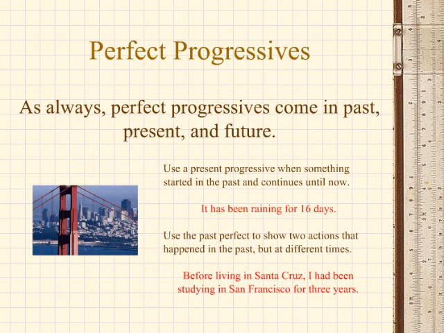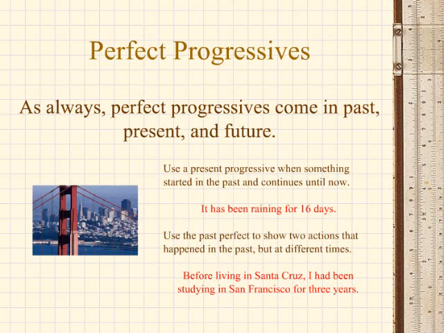The final category of verbs we'll discuss is the perfect progressives, and as always, they come in past, present, and future. We use a present perfect progressive form of a verb when something started in the past and continues until now. To form the present perfect progressive, we use have or has, plus been, plus a verb ending with ing. For example, it has been raining for 16 days.